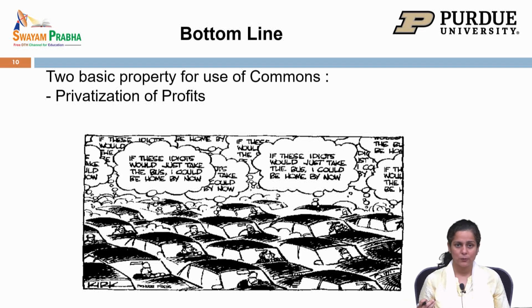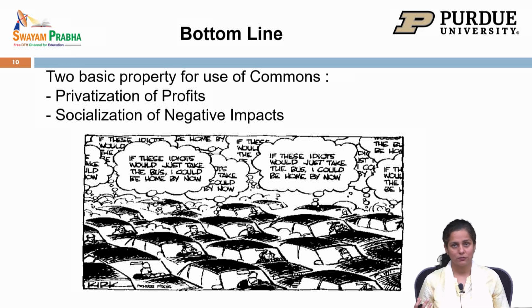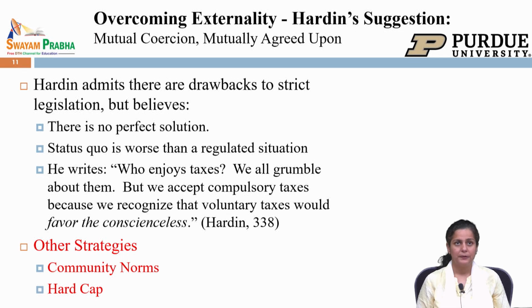And then the second thing that we note is that there is socialization of negative impact. In the case of pasture land, what we saw is that the decline of the pasture land actually affects everyone in the group, because now their cows cannot get enough grass to eat, and then they have reduced productivity. So, there is the socialization of the negative impact of overgrazing. Similarly, in the case of fisheries, there is the negative impact of the decrease in the fisheries, which leads to the decline in the overall fisheries. So, that is the socialization of negative impacts.